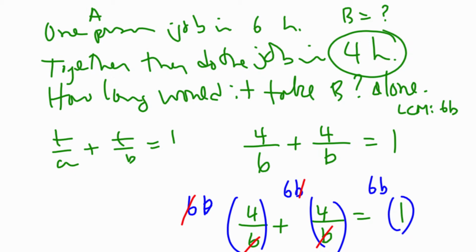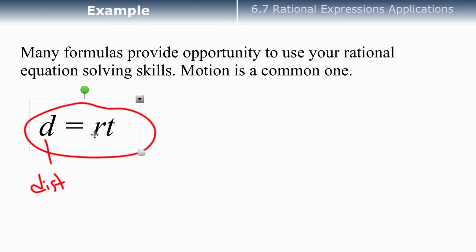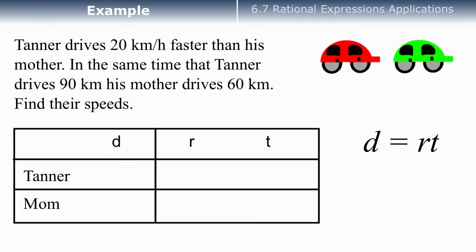Here's another example of a rational equation, or one that you can get rational equations with, and that's motion. So using the formula distance is equal to the rate of speed multiplied by the time it takes them. And that's a nice one. I'll just go through maybe one or two examples of that.